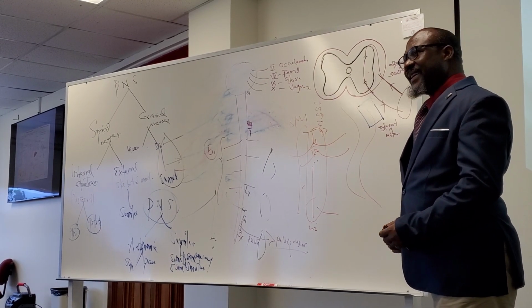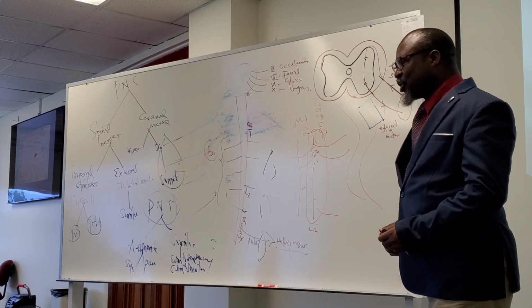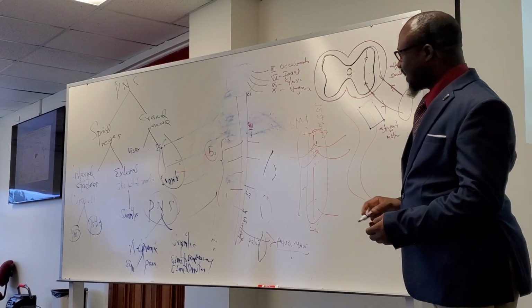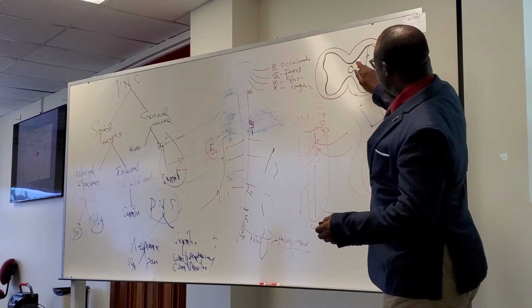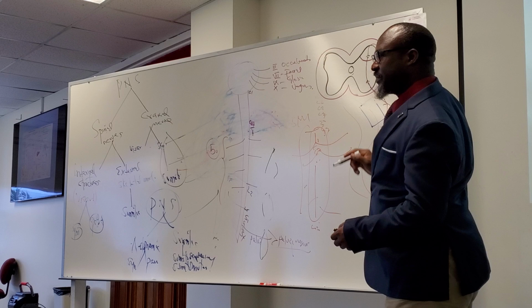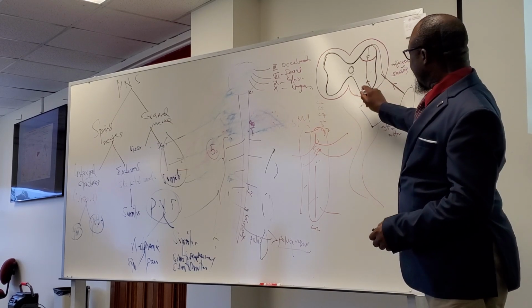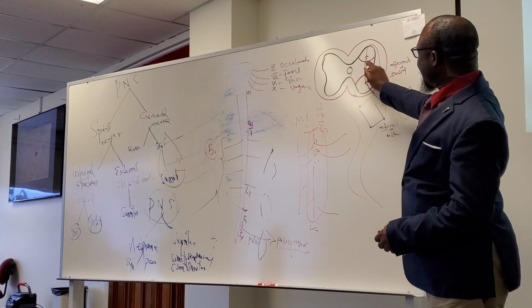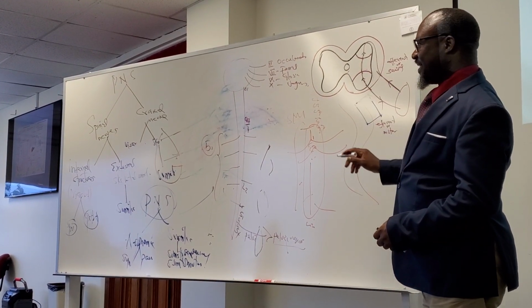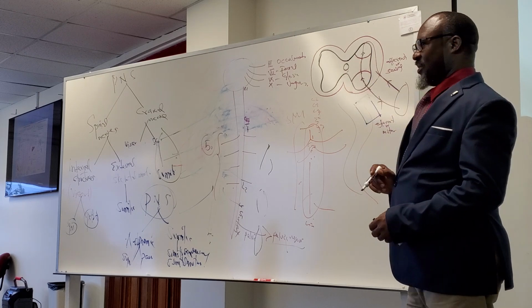The gray matter is divided into horns. Can you see this one? This looks like a horn, right? The butterfly. So this is the dorsal horn. This is the ventral horn. This is the lateral horn. And this is the intermediolateral horn.